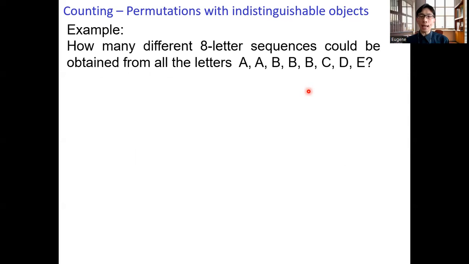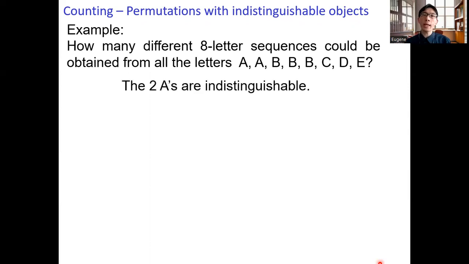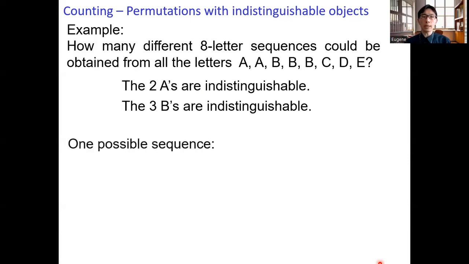Let's take a look at another example. How many different 8-letter sequences could be obtained from all the letters AA, BBB, and then CDE? We can see that the A's and the B's are repeated. A occurs 2 times and B occurs 3 times. One possible sequence can be CAD, BB, AEB.